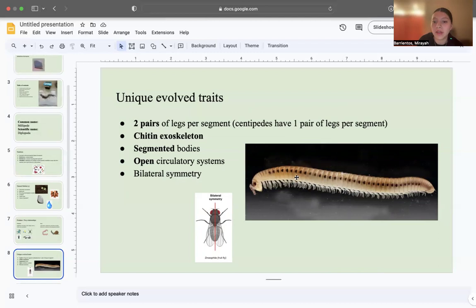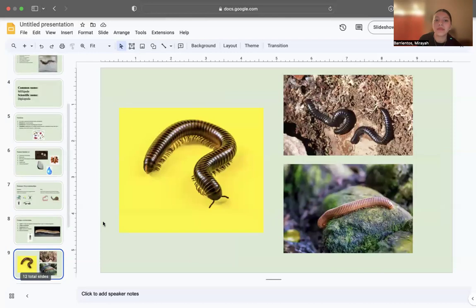And they have segmented bodies. If you can see it right here, there's like a bunch of grooves in their body. That's the segmented bodies. They have open circulatory systems and bilateral symmetry, which is just down the middle, or left and right sides. So these are my pictures of my millipedes I got off of the internet.